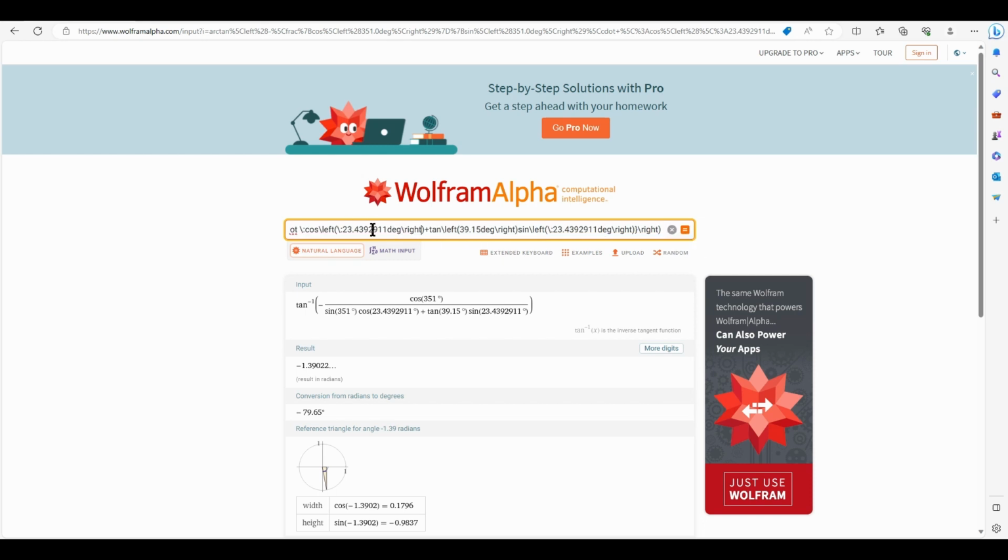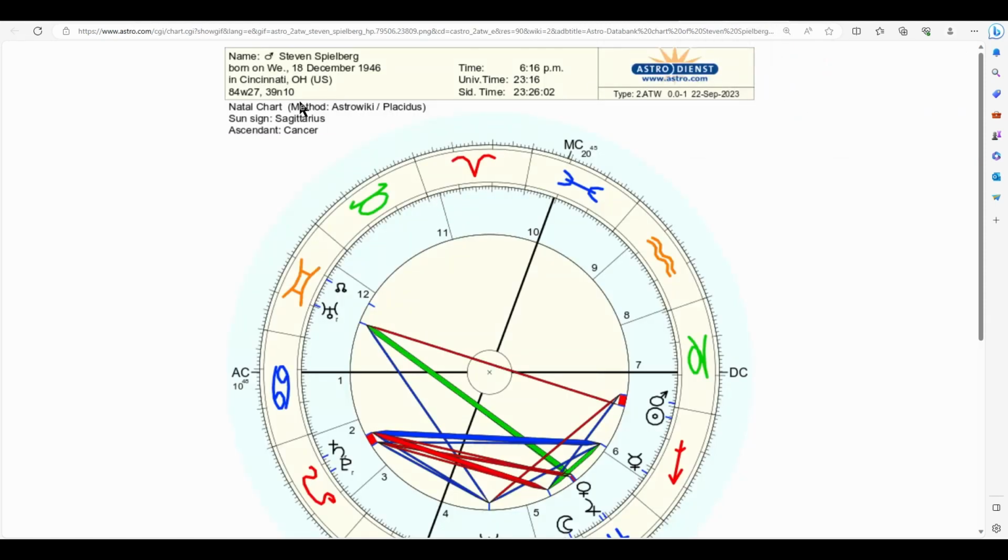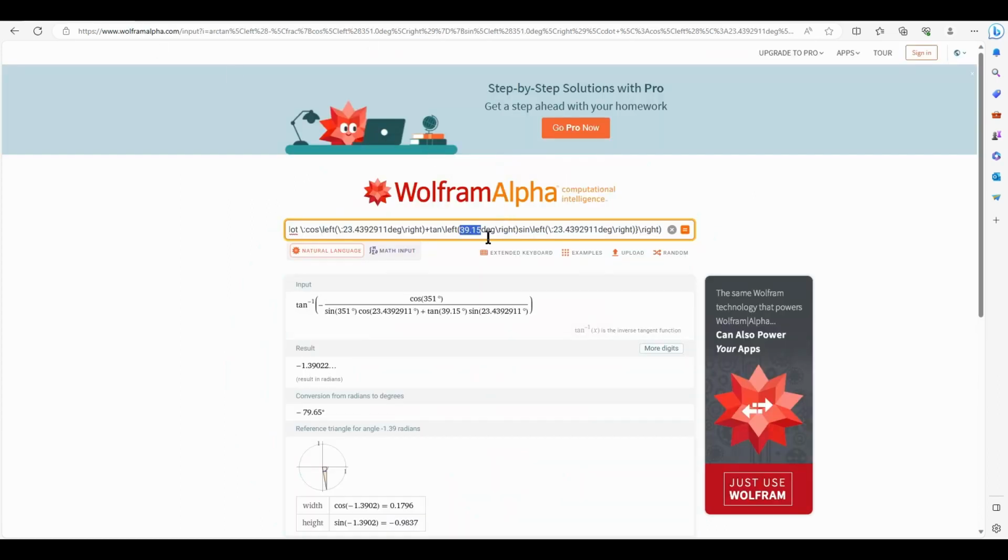Okay, let's go. This is already here. And the other variable you need to put is this tangent. So this 39.15, let's say, it's this here, 39 north 10 minutes in decimals is 39.15. And because it's north, it's positive. So there is no minus here. And you always have to put this DEG here.